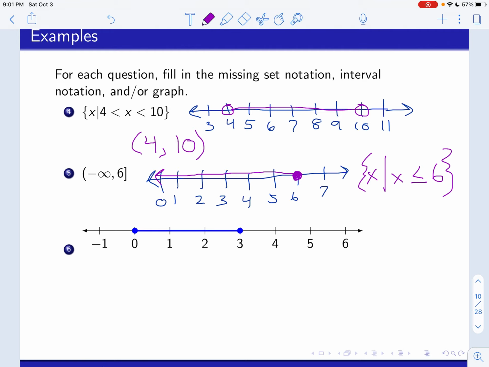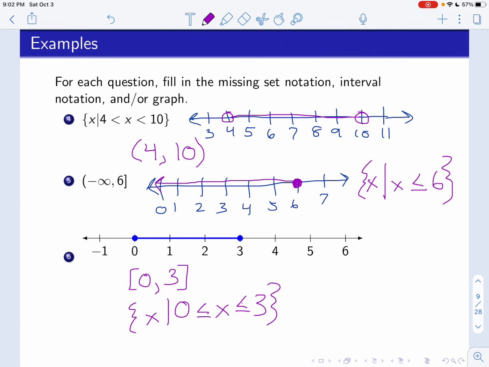All right, one more. I have an interval showing on this graph that starts at 0 and ends at 3, and it includes both of them. So as an interval, that would be square bracket 0 because we're including 0, and a square bracket on 3 because we're including 3. As a set, that would be 0 is the beginning, less than or equal because we're including 0. Put my x in the middle, less than or equal to 3. So there we go.